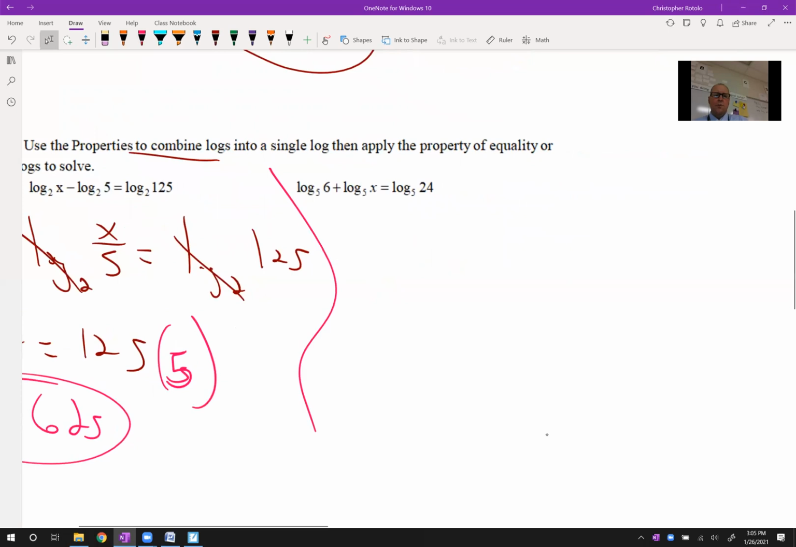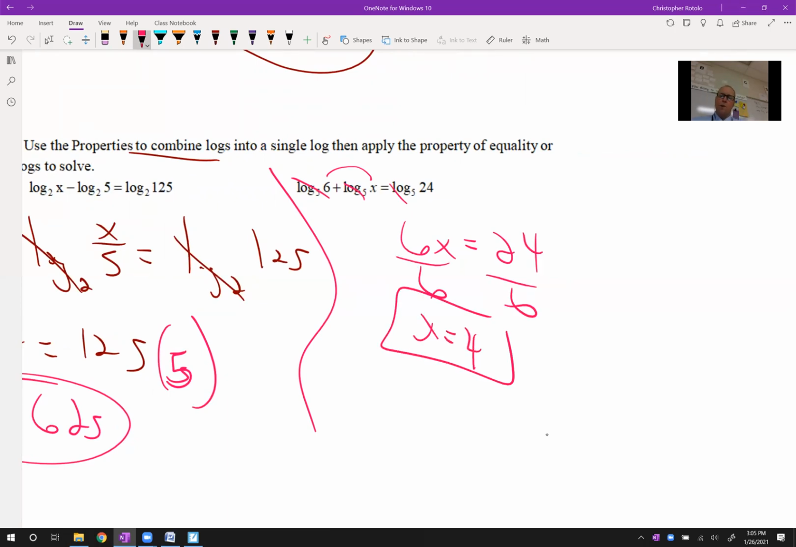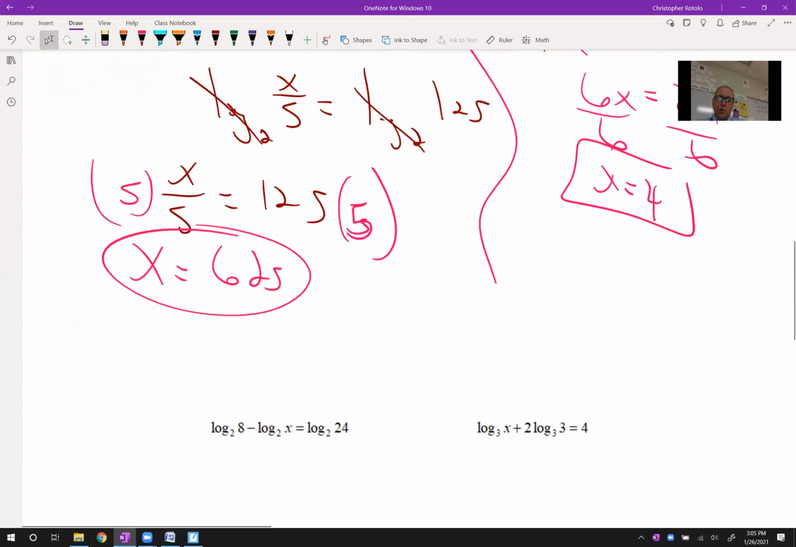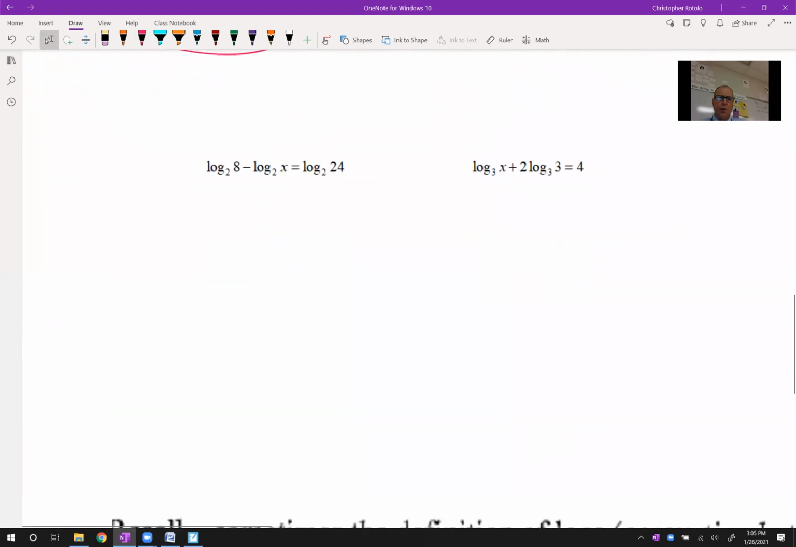All right, so in our second one here, I like that. We're going to put these together. So if you get the idea, remember these are going to be multiplied. So it's 6x, drop in the base equals 24, divide by 6. So x turns out to be 4. So all those log properties we've been working on, instead of watching Family Feud with Steve Harvey, is going to come in handy here.